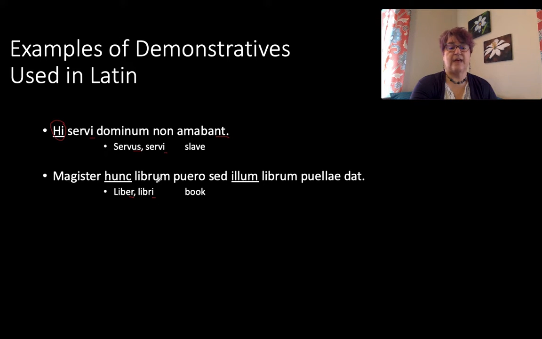In the sentence itself, librum, which is how it's being used in both parts of the sentence, is in the singular form, and the um on a second declension masculine noun is accusative. So when I want to describe it with hic, haec, hoc or ille, illa, illud, I have to make sure that I am using the masculine accusative singular form, hence the words hunc and illum. Magister hunc librum puero, sed illum librum puellae dat. The teacher gives this book to the boy, but that book to the girl.